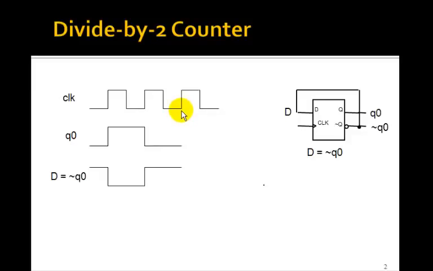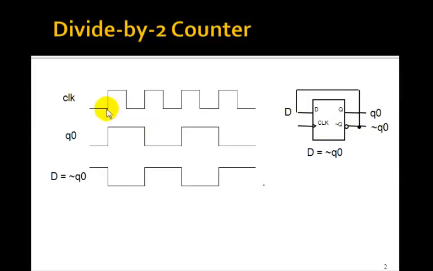On the next rising edge of the clock, Q0 gets D, which is now 1, and therefore Q0 goes back to 1. As soon as it goes to 1, D goes back to 0, because not Q0 goes to 0. And now, on the next rising edge of the clock, D is 0, so Q0 goes back to 0, and D goes back to 1. So this is what happens.